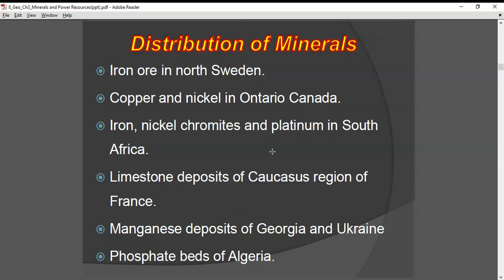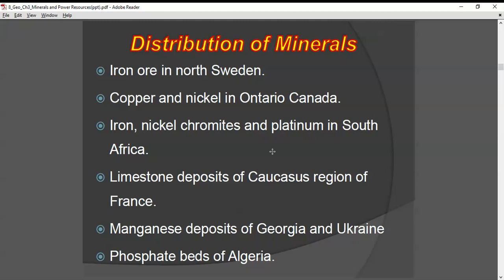In the northern part of Sweden, there are iron ores. In Canada, there are deposits of copper and nickel. So there are more mines which mine copper and nickel in Canada. Then in the southern part of Africa, we have iron, nickel, chromites, platinum, and South Africa is also famous for diamonds.